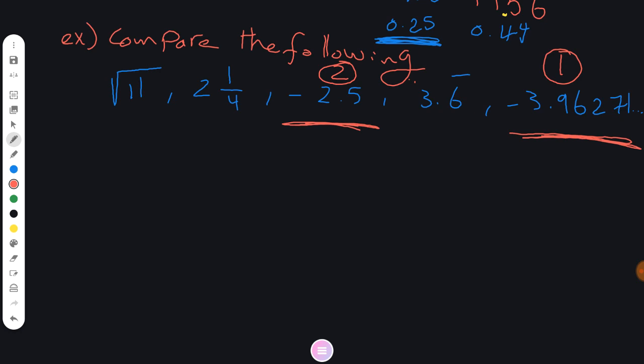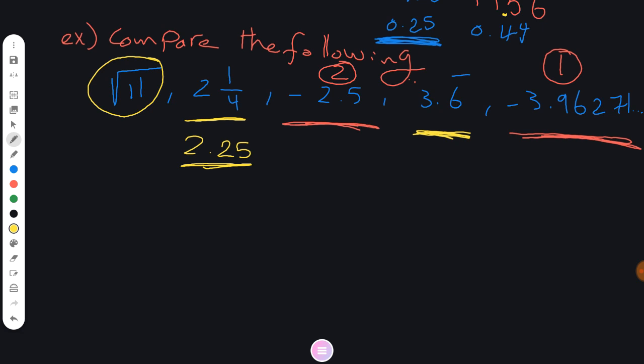Okay, let's go to the positive numbers. Which one is the smallest and which one is the greatest? I have here 3.6 repeating, and this number is clear. This number needs to be written as a decimal: 2 and 1 over 4. How can we write it in decimal form? Actually, 1 over 4 can be written as 0.25. So I have two numbers now. I think 2.25 is smaller than this. I need to find the last one, which is the irrational number, the square root of 11.